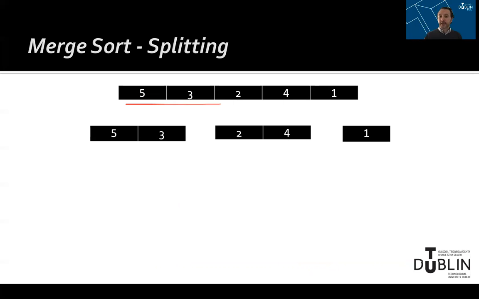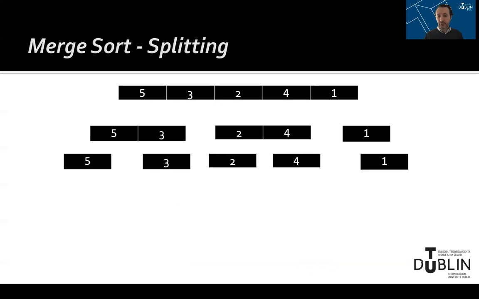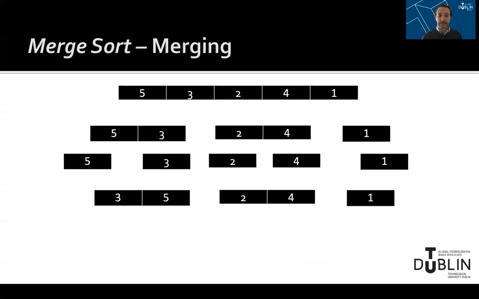Now the split is conceptual. It's very easy just to break it down into its two parts, but it's nice to represent it like this, such that you start with the long list, break it down again, sort it, and then build it back up. So we break it down to all its individual 5 components, and now we merge it back together. So 5, 3 becomes 3, 5. 2, 4 stays as it is. 1 stays as it is.